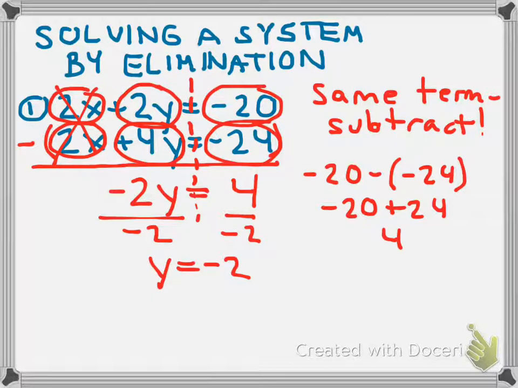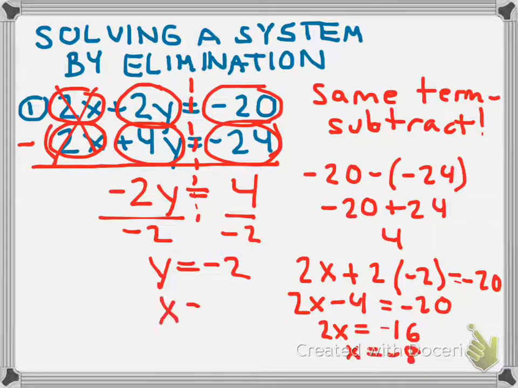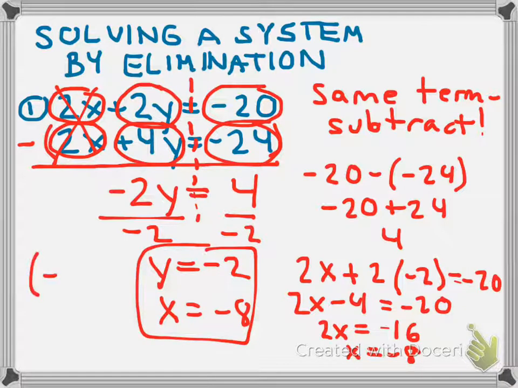Well, the idea is if I have a y, I can plug this into either of the two equations and figure out what x is. I'm going to plug it into the first one. I have 2x plus 2 times negative 2 for y, that equals negative 20. Just a little work here. 2x minus 4 equals negative 20. Add 4 to both sides. 2x equals negative 16, and you can see that x equals negative 8. So therefore, the solution to this system is the ordered pair negative 8, negative 2. Okay? So subtracting down comes in handy sometimes.